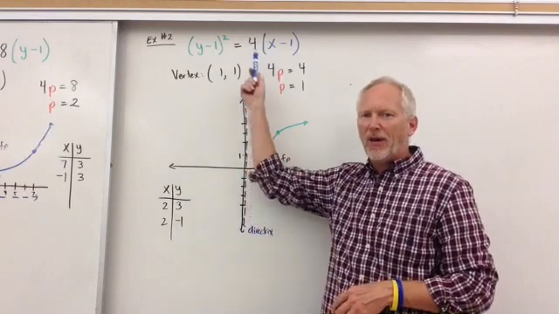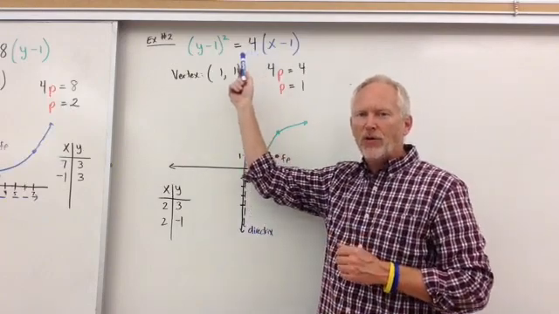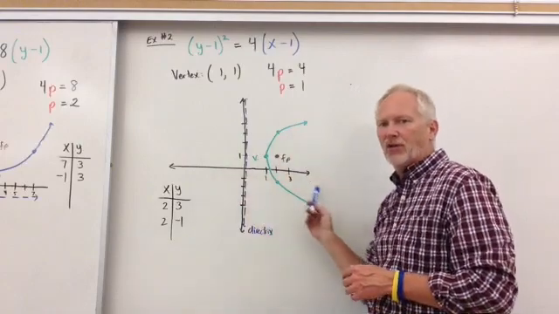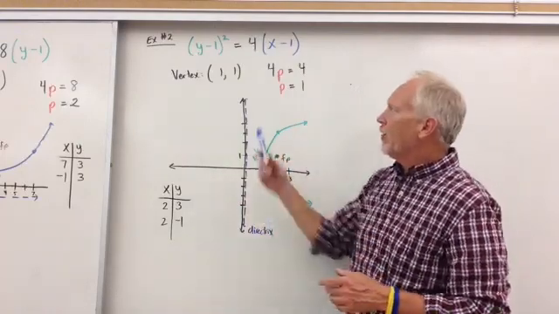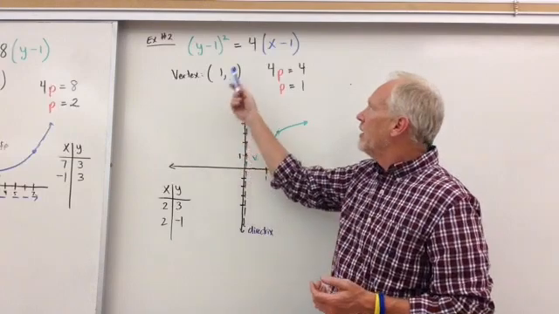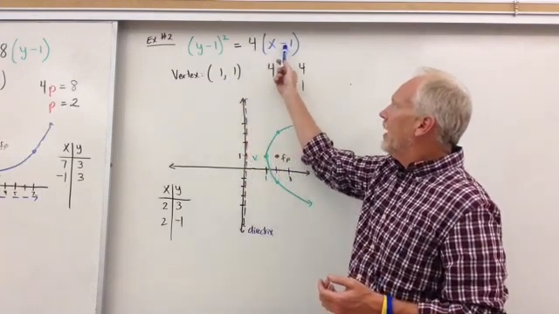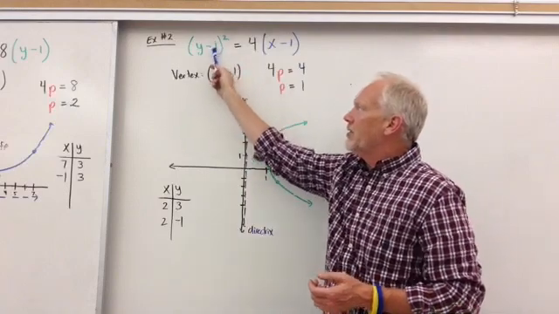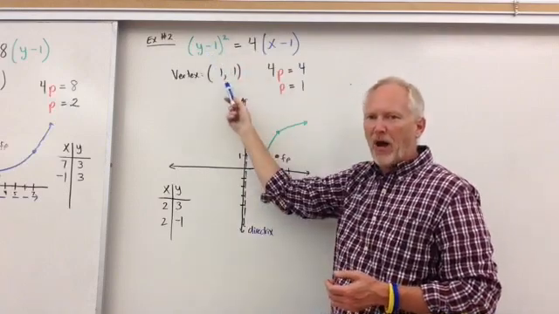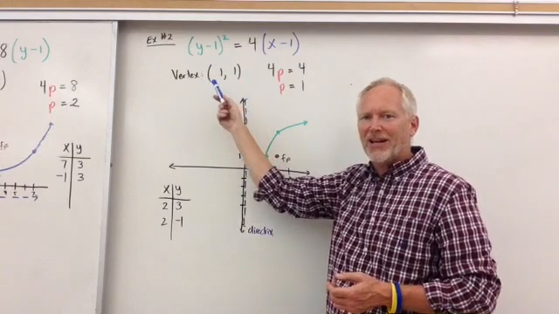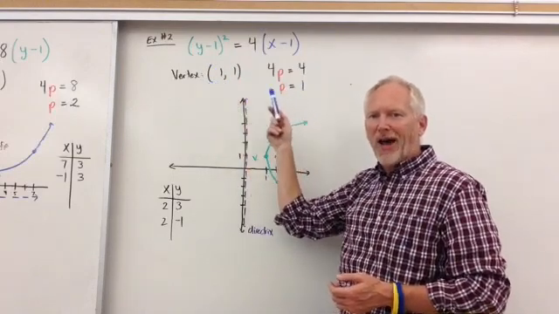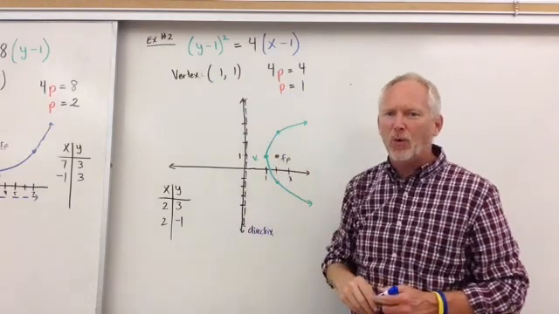And I look at my p-value. Well, this is 4, so I'm going to get a positive p, so I'm opening in the positive x direction. Now I find my vertex, right? My vertex x, negative 1, take the opposite sign, that's 1. And take the opposite sign of the y's, that's positive 1 also. So I know I have a vertex at 1, 1. Set 4p equal to 4, divide by 4, and I'll get p equal 1.